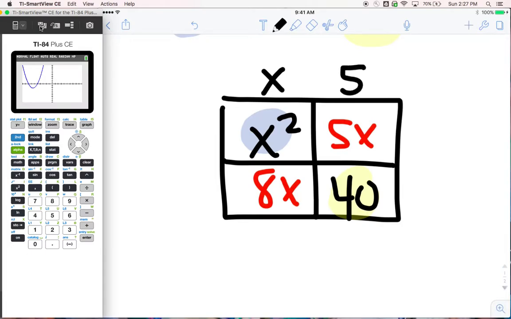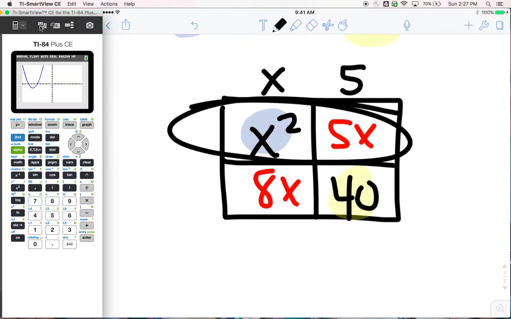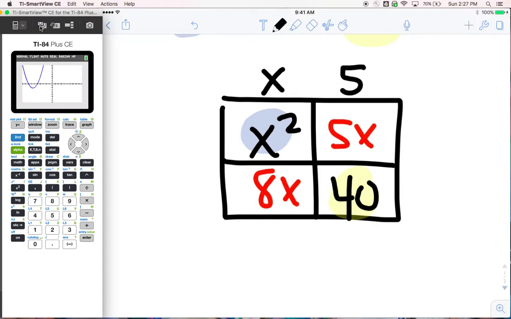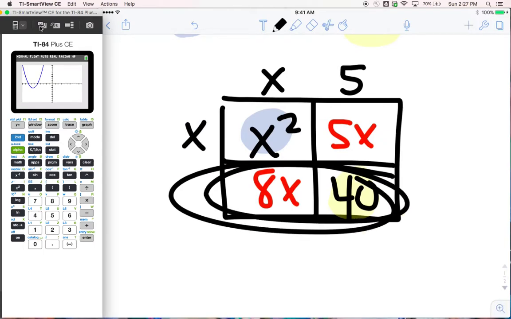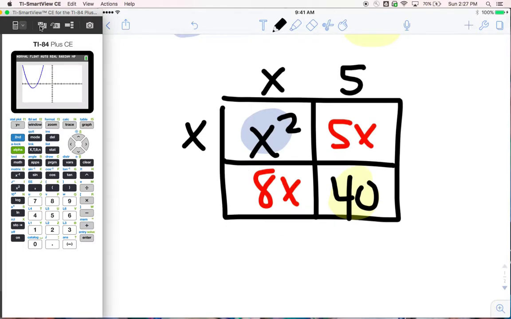So we got the top, now let's look at the side. X squared and 5x, what do they have in common? They both have x, and that's pretty much it. And then finally, 8x and 40, they do not both have x, but they are both divisible by 8, so I get to use 8.